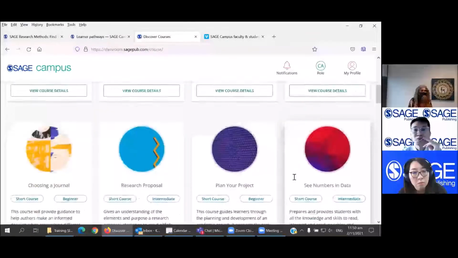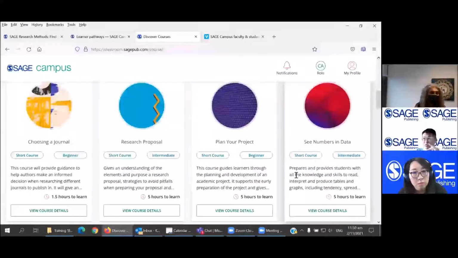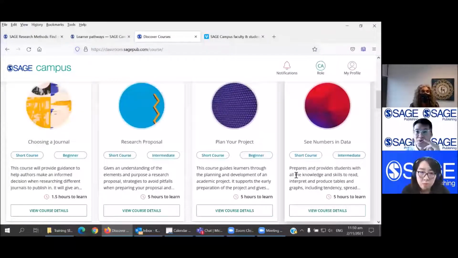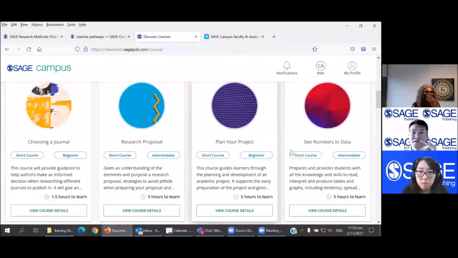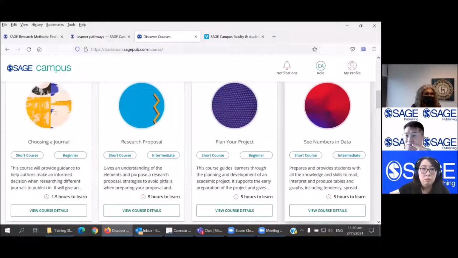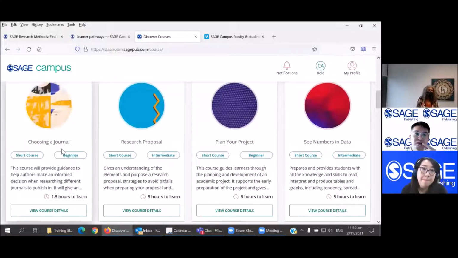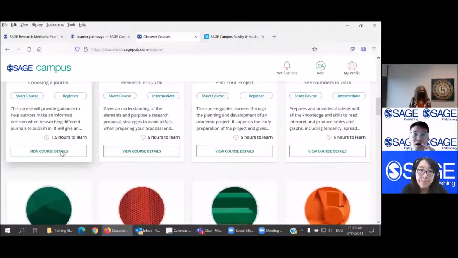Now, if we continue to move down, you'll be able to see some of the research skills, such as proposal and research writing. How do we plan our project? How do we see the numbers and data? Seeing the numbers and data leans more towards data visualization. And this choose a journal course is actually about how to get published.